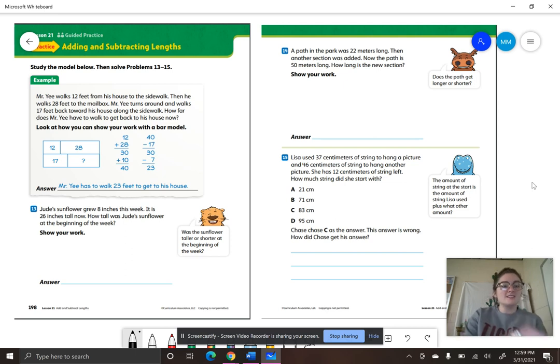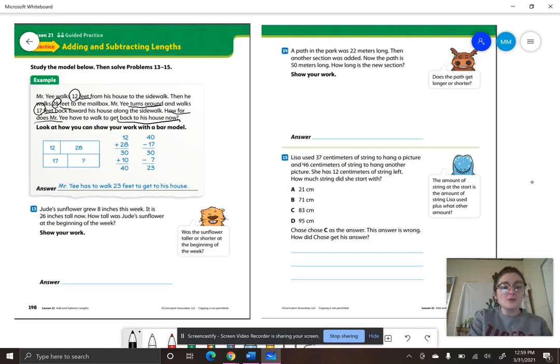So we know first that Mr. Yi walked 12 feet. Then he walked 28 more feet. Okay, so here is Mr. Yi on his sidewalk. Then he turned around and went back 17 feet. And it says, how far does Mr. Yi have to walk to get back to his house?